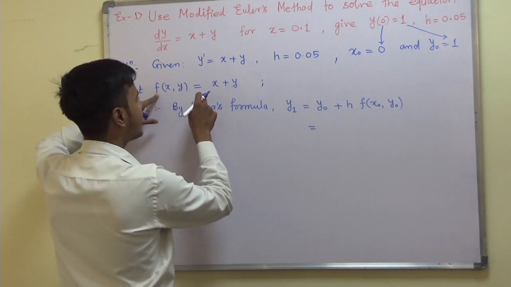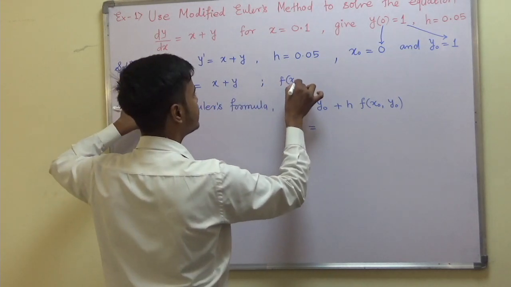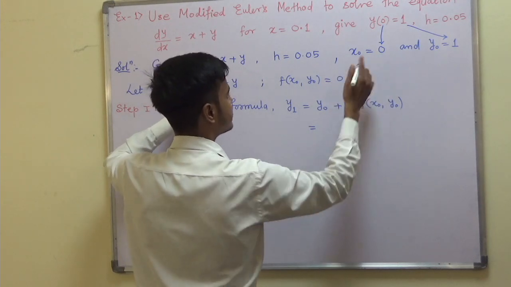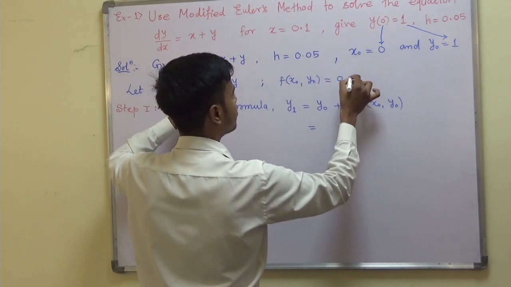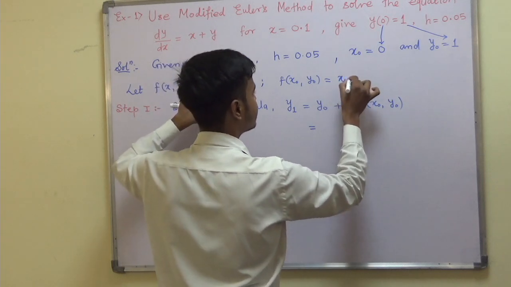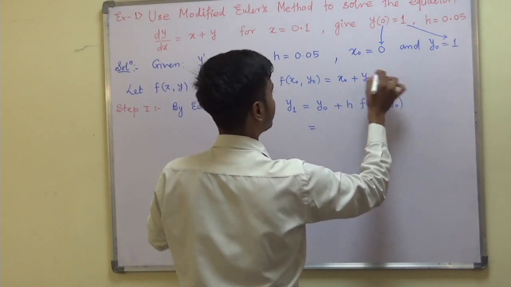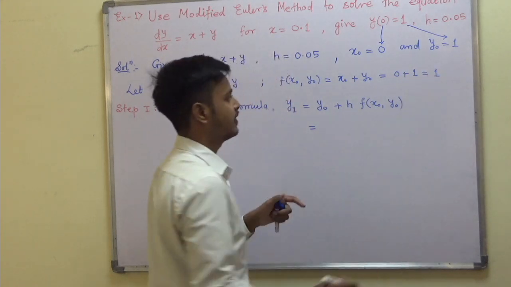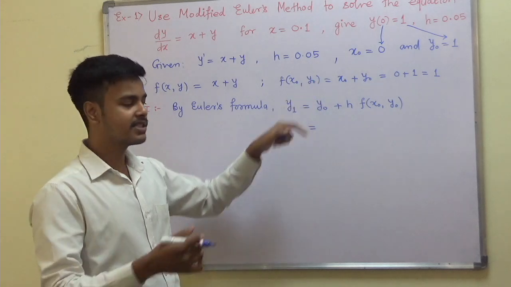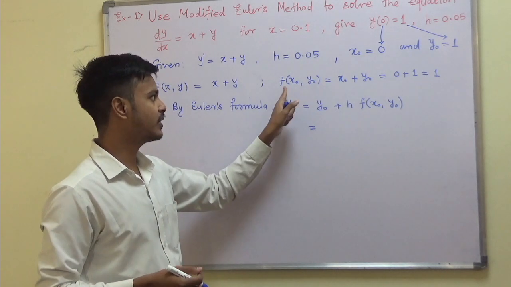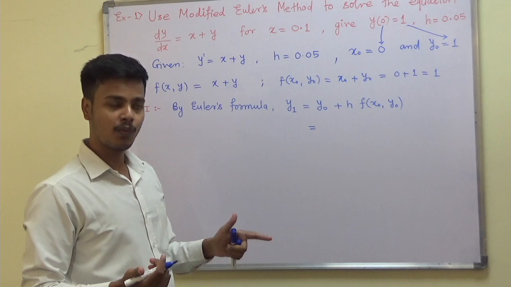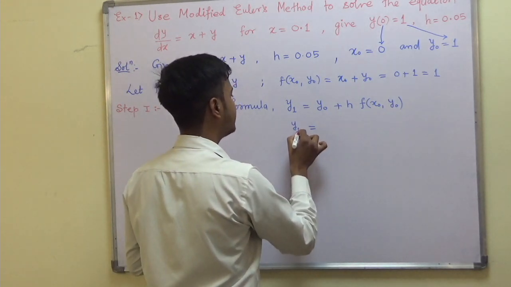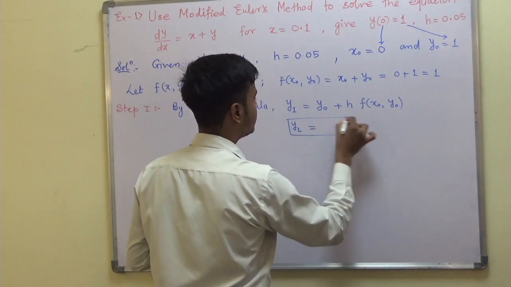If my f of x, y is this, what is f of x0, y0? f of x0, y0 is x0 plus y0, and what is x0? 0, and what is y0? 1. So this comes out to be 1. Okay, no need to write this down, just for the sake of understanding I am telling you. So what is f of x0, y0? 1. Okay, now when you substitute all these values, you will be getting the value of y1 to be, what is it?